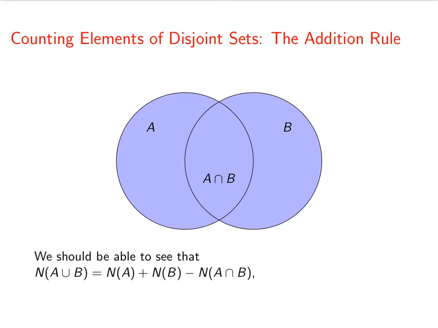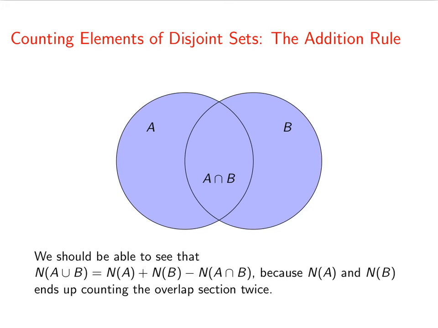This is the idea behind inclusion-exclusion. You include the things that are in A and B, and then you exclude the overlap because of the double counting. So counting the elements in A and counting the elements in B end up counting the overlap section twice.